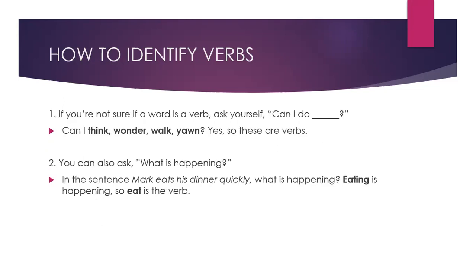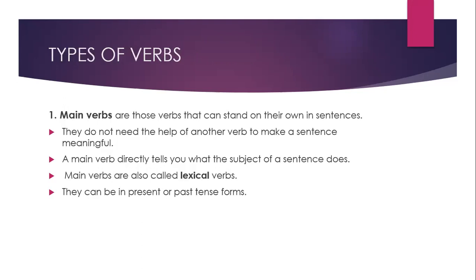Now, if you're not sure if a word is a verb, ask yourself, can I do dash? And then you put that word there. If the answer is yes, then it's an action, it's a verb, or it's a state of being. So can I think? Can I do thinking? Can I do wondering? Can I walk? Can I talk? Yes, then it's a verb. You can also ask, what is happening? If you have a sentence and you ask yourself, what is happening? Whatever is happening is a state, is a verb, okay? So what is happening? Mark is eating. Mark eats his dinner quickly. What is happening? Eating is going on. So in that sentence, eat is the verb because it's the action.